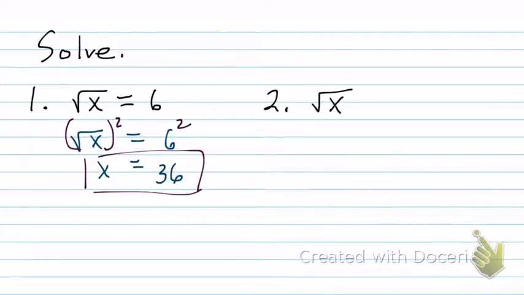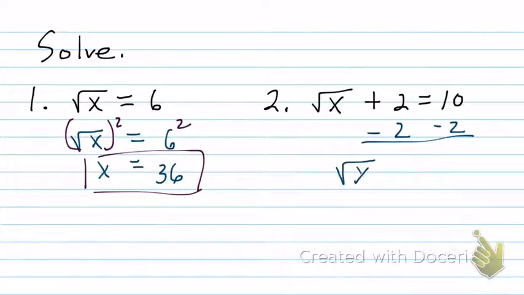Let's move on to the next problem. This problem's similar to the other one, but we got that 2 there on the same side as the square root of x. Now, all we really need to do is subtract 2 on both sides, and we get an equation similar to the one we were just working with. Now, sometimes students will do something here that you can't do. So let's look at what we have here.